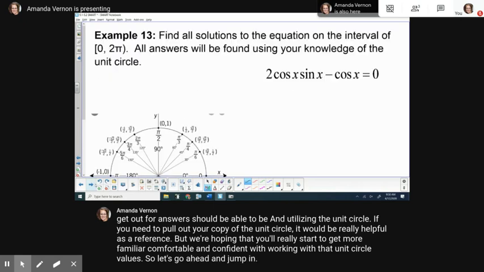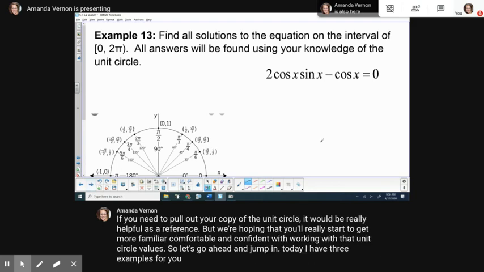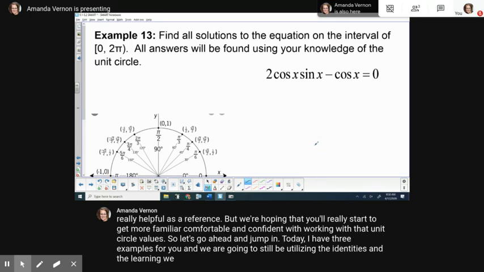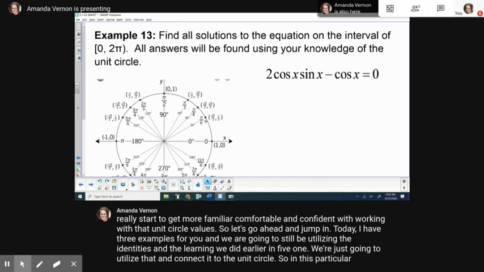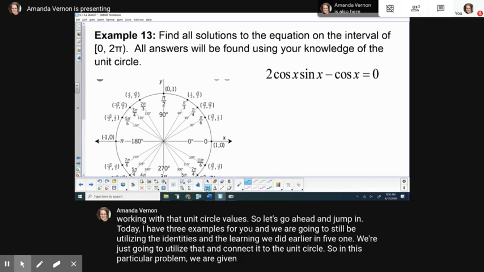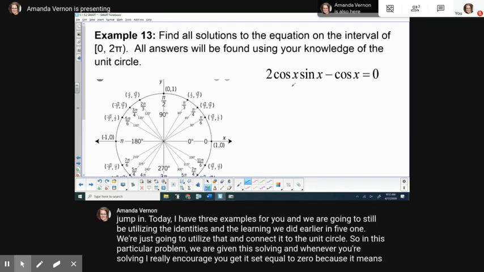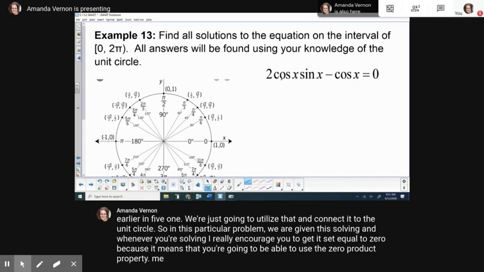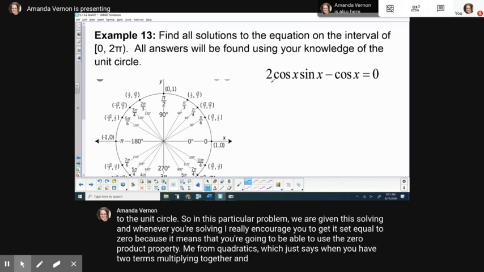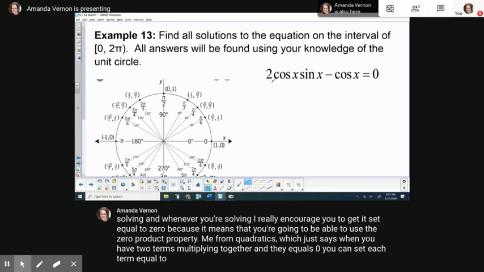Today I have 3 examples for you, and we are still going to be utilizing the identities and the learning we did earlier in 5.1. We're just going to connect it to the unit circle. In this particular problem, whenever you're solving, I really encourage you to get it set equal to 0, because it means you're going to be able to use the zero product property from quadratics, which just says when you have 2 terms multiplying together and they equal 0, you can set each term equal to 0 and finish solving.